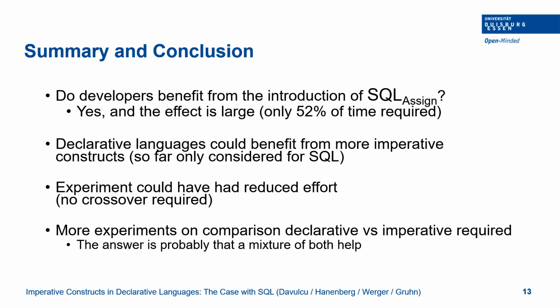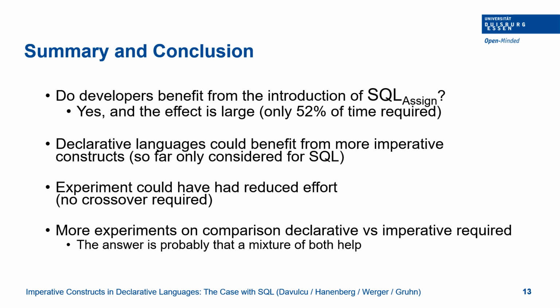From the perspective of the experimental design, we could say that the experiment could have been executed with much reduced effort. In fact, the crossover was not required because we were able to detect the result even if we just consider the first round in the experiment. And if we want to summarize everything, we would say the question whether or not imperative or declarative language constructs should be used is probably not that easy.